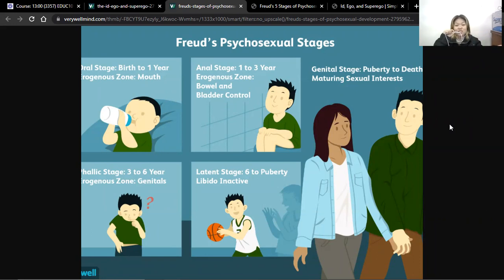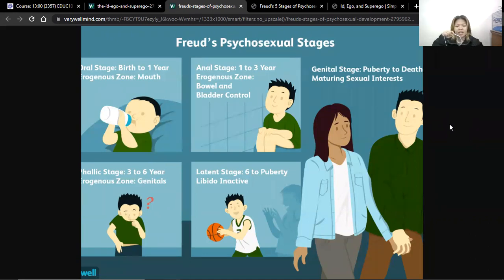Sa anal stage naman, well, obviously, the erogenous zone is our bowel and bladder control. So I know right now you're feeling uncomfortable, like why are we discussing about the anus and our genitals? It's very important because may mga literal meaning din ito, and then meron ding mga psychoanalytic meaning. And we'll discuss that later. And then for phallic stage, 3 to 6 years old, the erogenous zone here is your genitals.